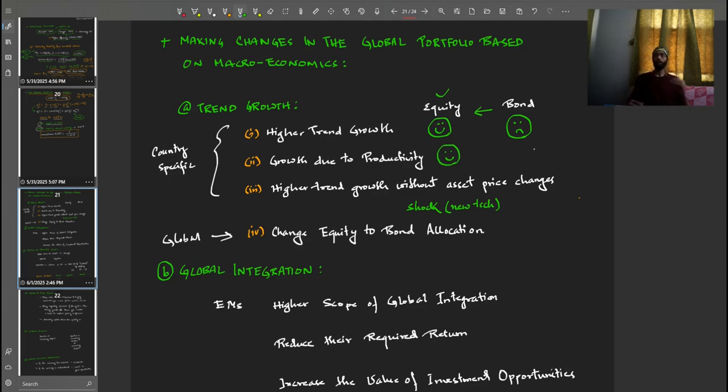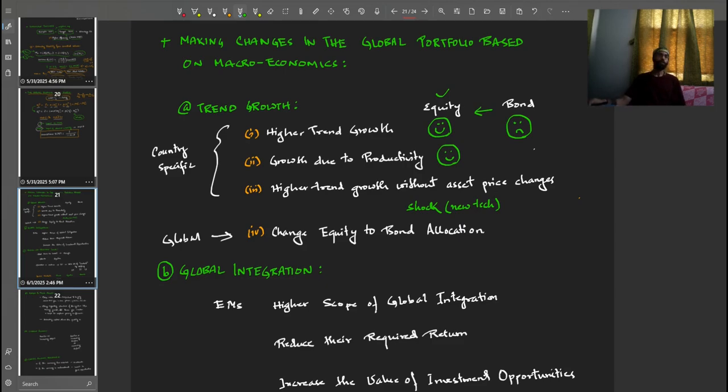So if the global trend growth rate changes, what is to be done then? The thing that is to be done then is allocating more to equity than to bonds. So if the global portfolio is viewing a change in the trend growth rate in an upward direction, then the allocation should be more in equity and less towards the bonds, right?